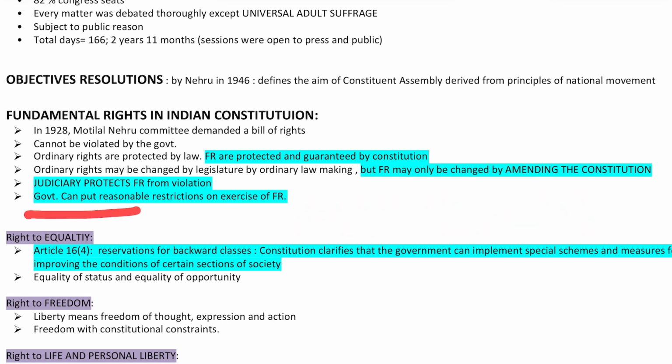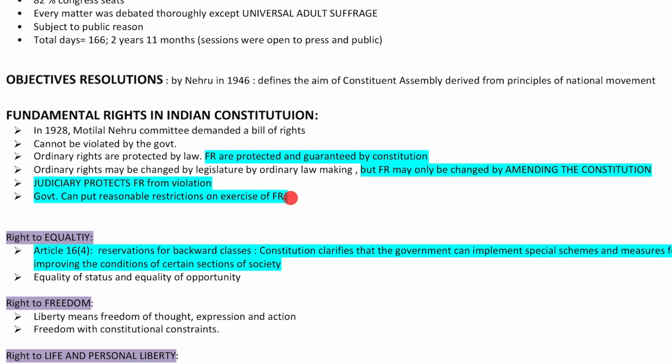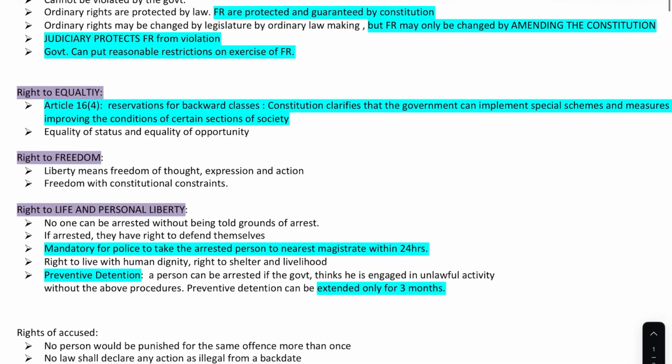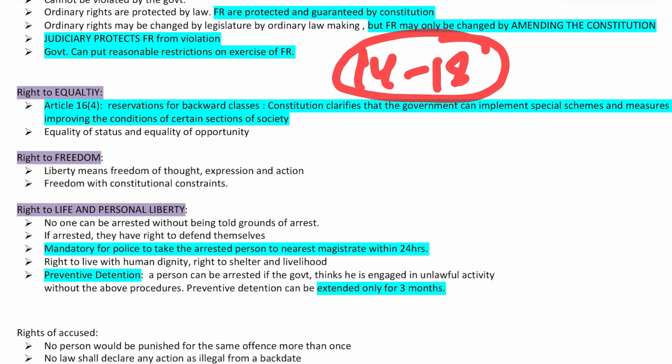So, government can put reasonable restrictions on the exercise of fundamental rights. Mostly, we can see an example of it from Article 19. Then, these are basically classified into 7 broad categories. First of them is the right to equality. Within that right to equality, we have the articles 14, 15, 16, 17, and 18. So, from 14 to 18.